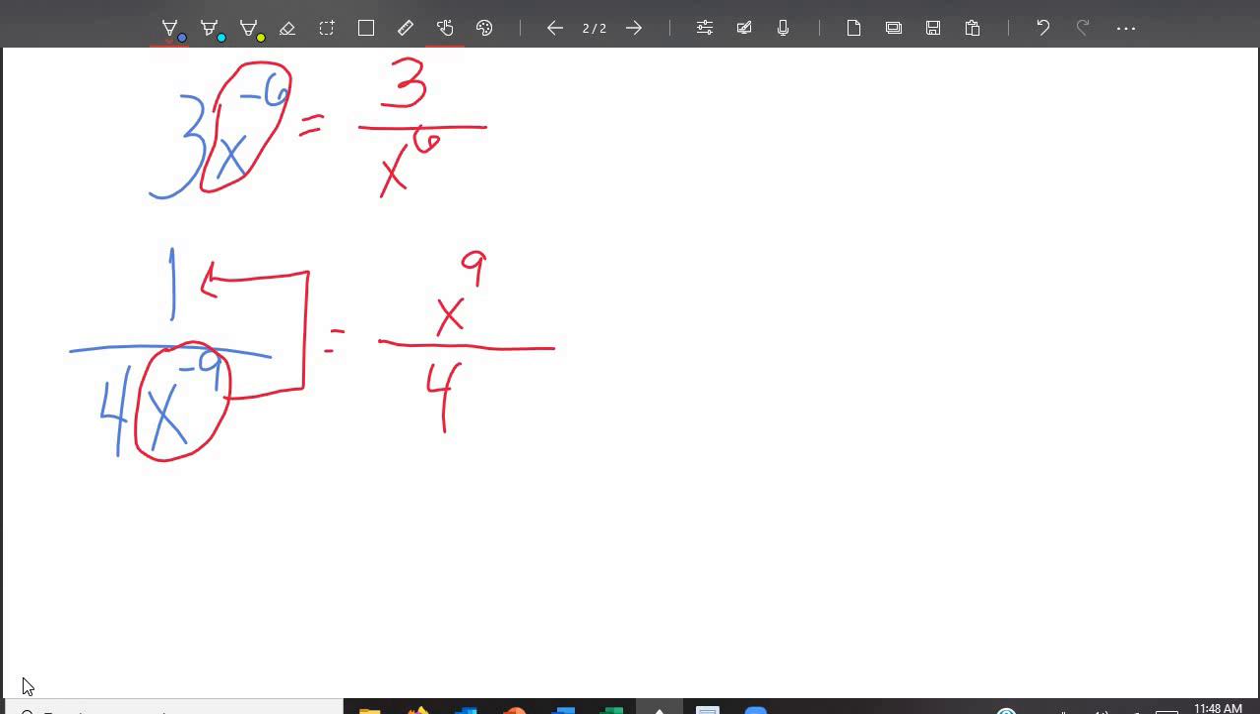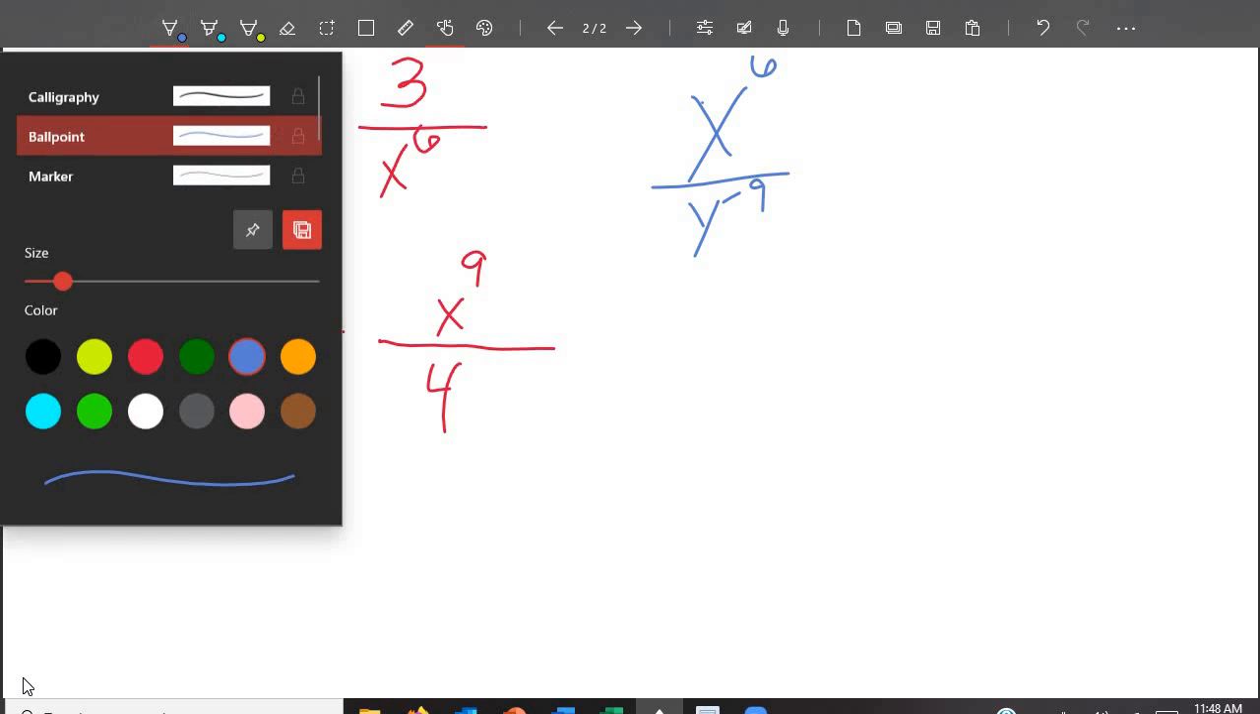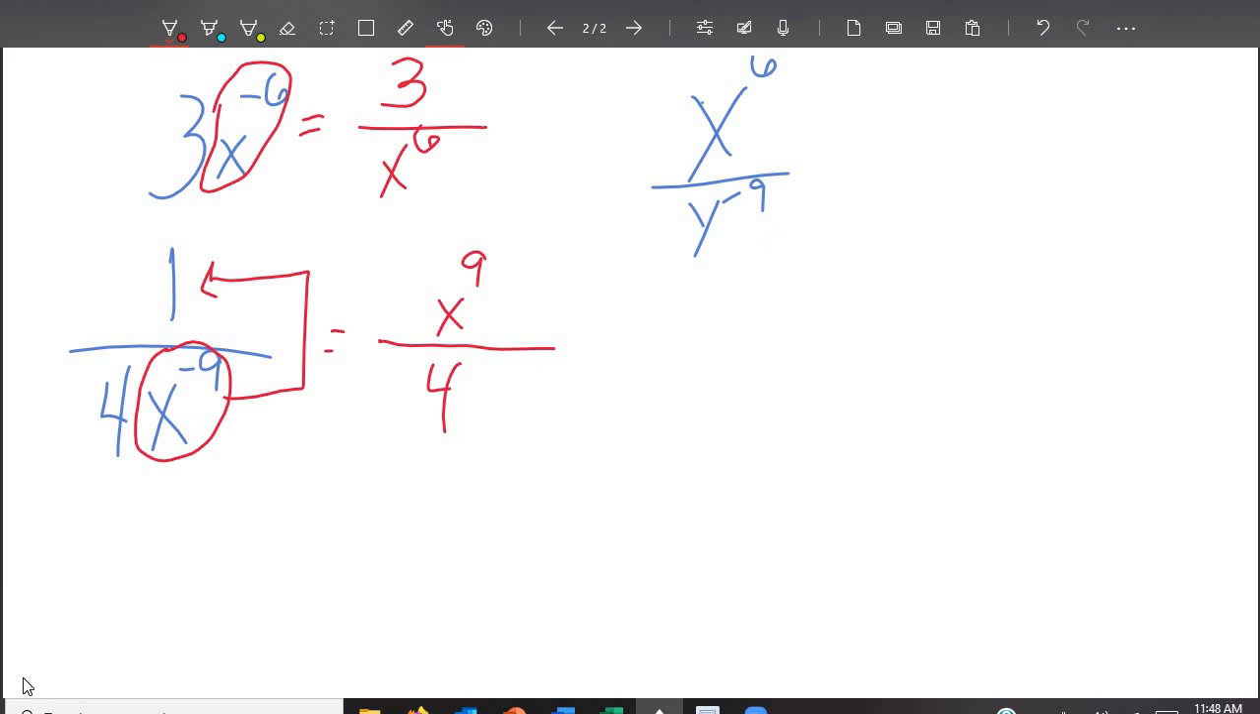So say I had this. Say I had x to the 6th over y to the negative 9th. Only the y has the negative exponent, so it's going to move up here next to the x. There's no fraction left over in this problem.